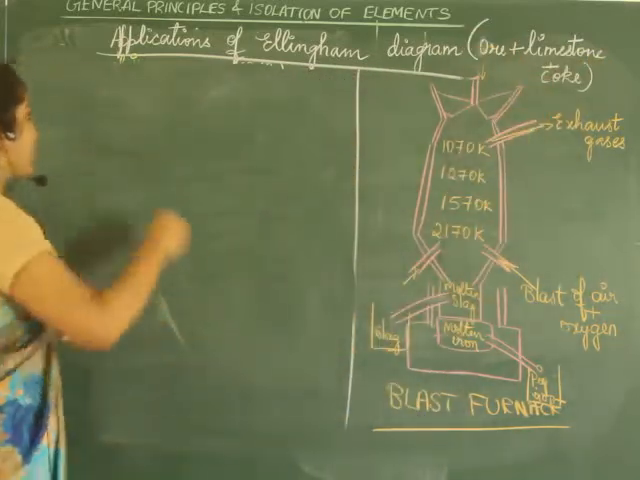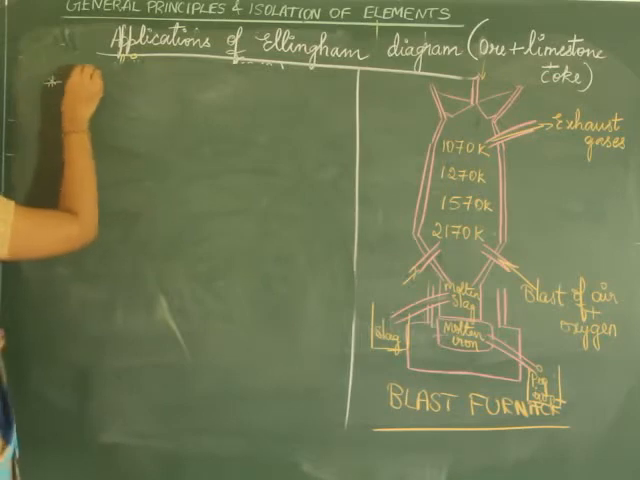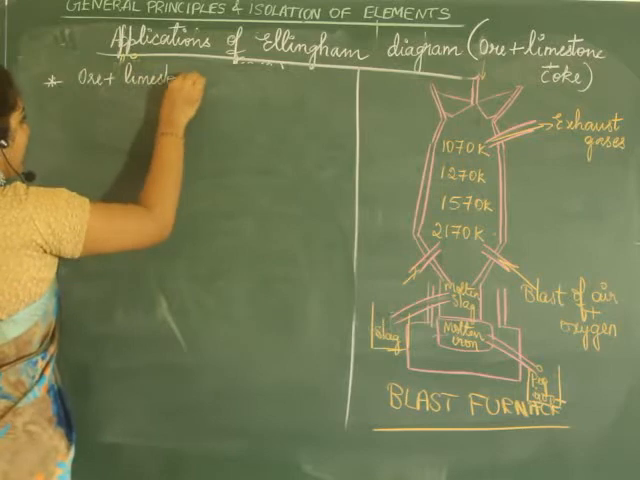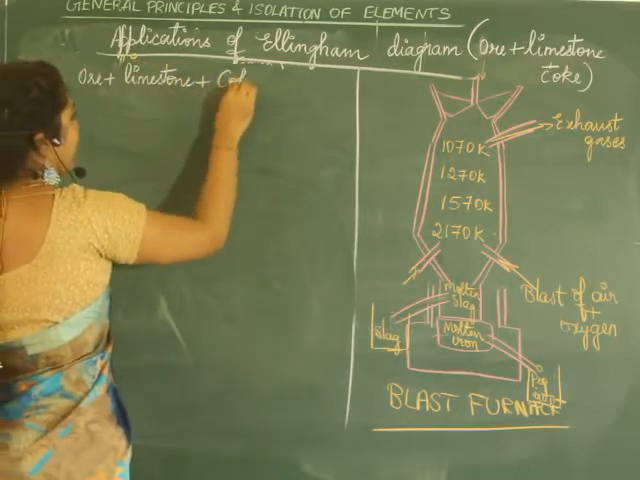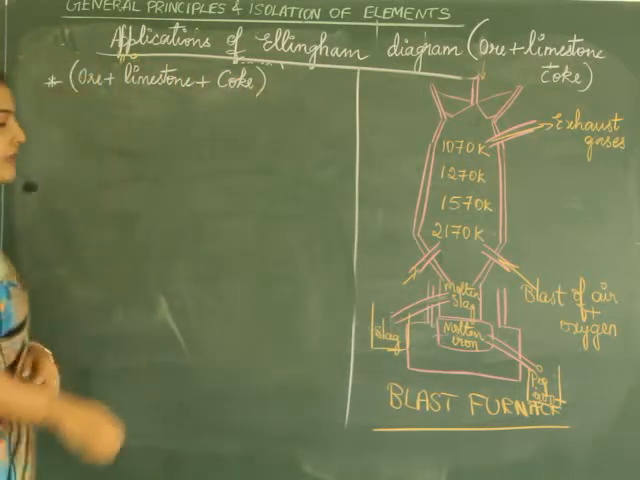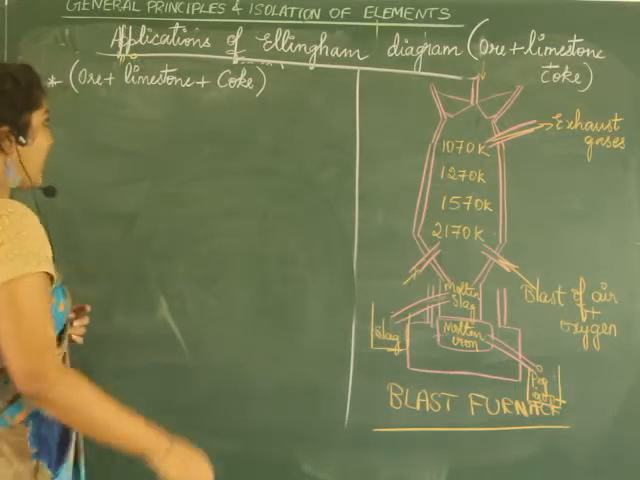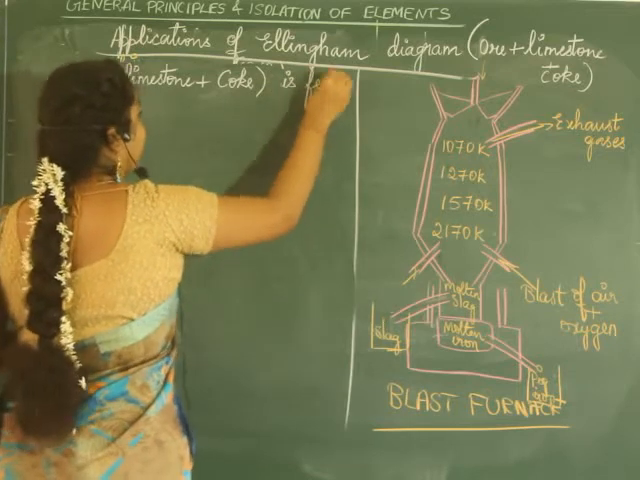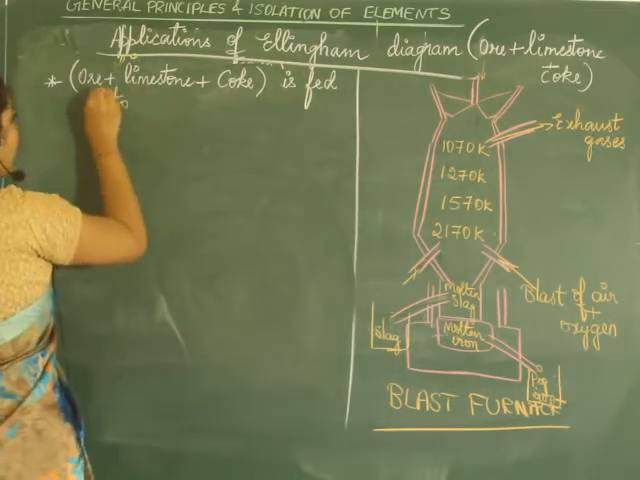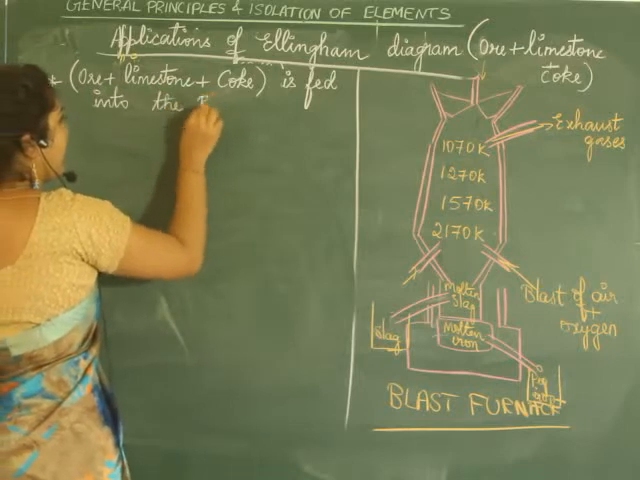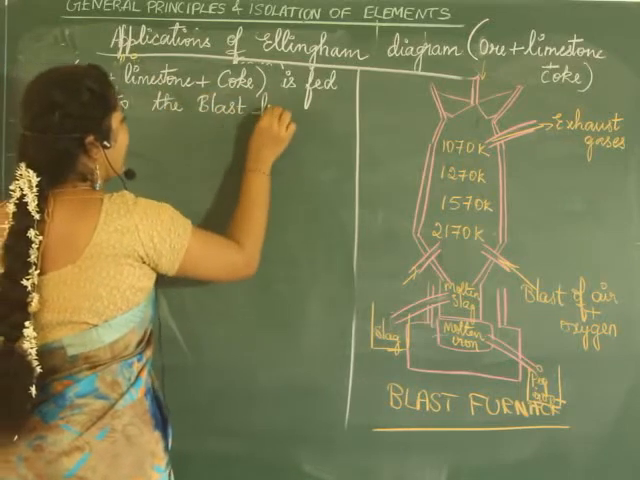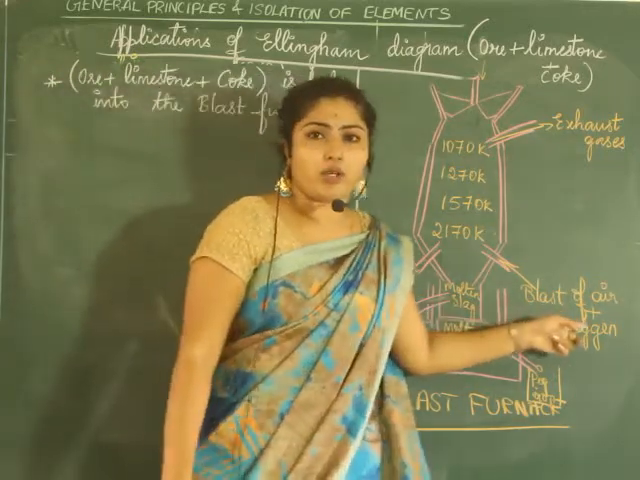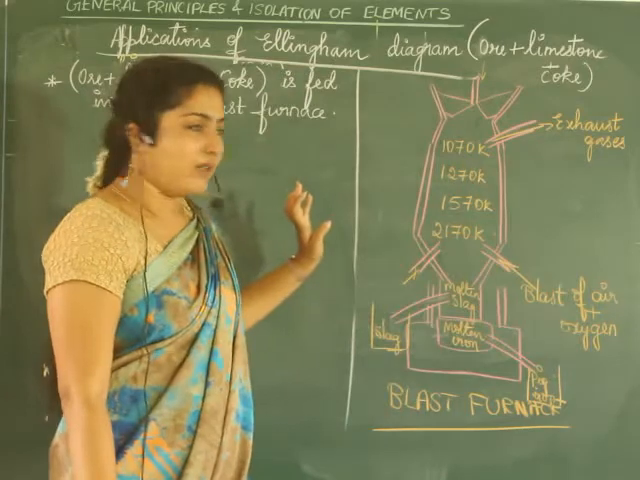Okay, so what is the first step? The first step is where the ore, limestone and coke mixture, altogether we call it the charge, CHARGE. The mixture is fed into the blast furnace. The name blast furnace is because we are going to blast air and oxygen from the bottom of it, and that is why it's called a blast furnace.